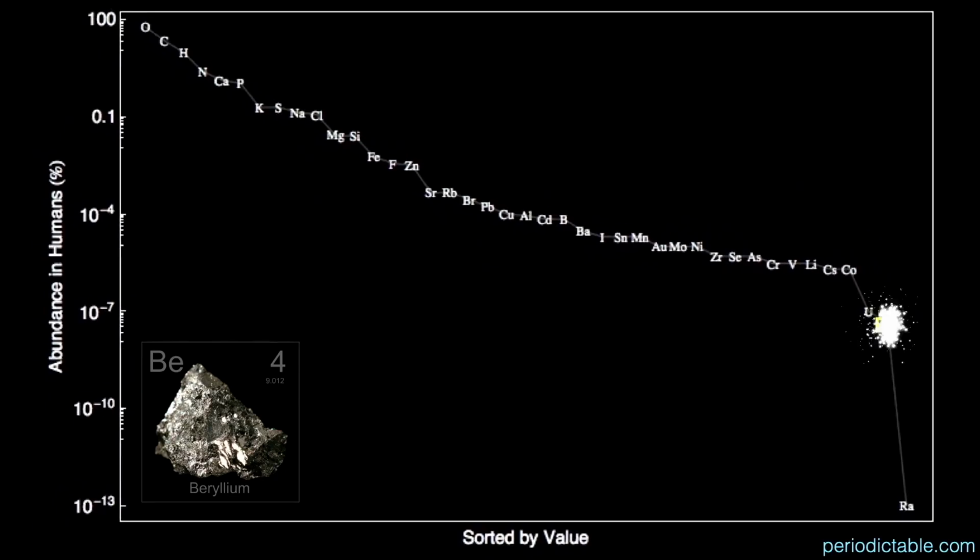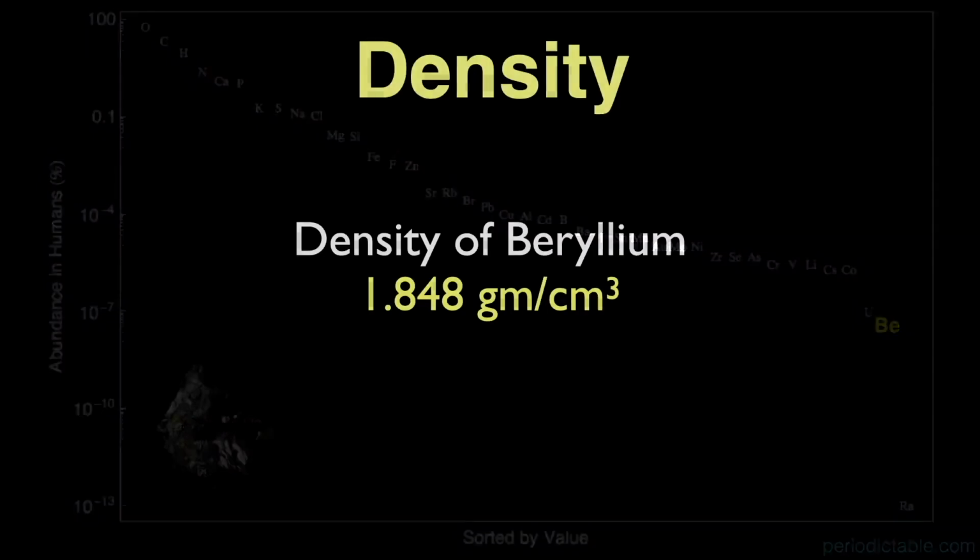And lastly, surprisingly, there's a bit of beryllium in us, probably absorbed from the environment, only 4 parts per 10 billion. This amount is not considered hazardous and serves no known biological function.